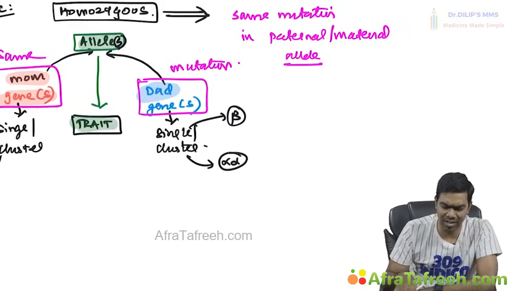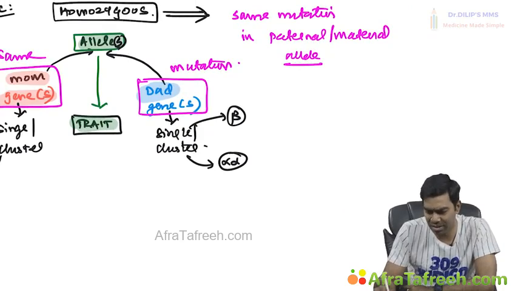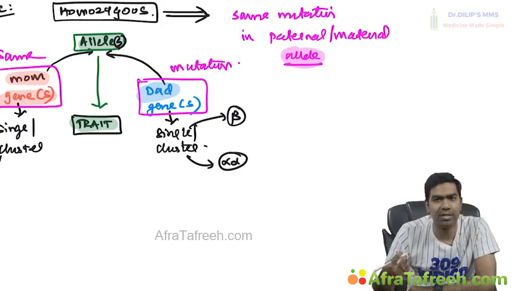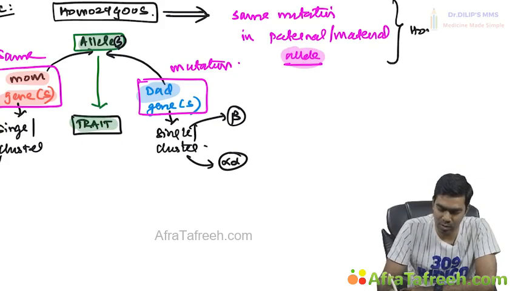So in simplistic terms, you can equate this allele to a gene also. You can remember it like the same mutation seen in both the genes. In this condition, this is what we call homozygous. I'll tell you the examples.